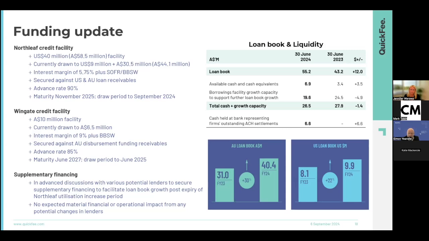And as Jennifer also mentioned, we finalised a $10 million facility with Australian lender Wingate in December 2023. And that's specifically to support our Australian disbursement funding product in Australia. And that delivered a $4 million liquidity injection when it closed in December.